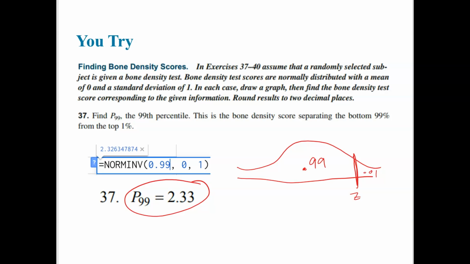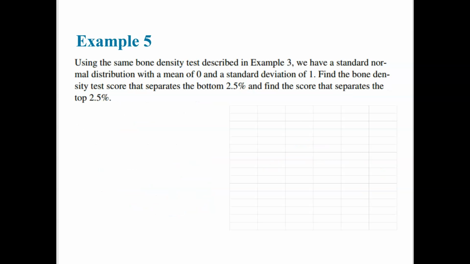And there's the solution. So with this example here, we have the same standard normal distribution, and now they want to know the test score that separates the bottom 2.5%, so we need to change that to a decimal, 0.025, and find the score that separates the top 0.025. Now, some of you may remember that it is symmetrical, but we're going to pretend like we don't know that, and we'll get more into that later.